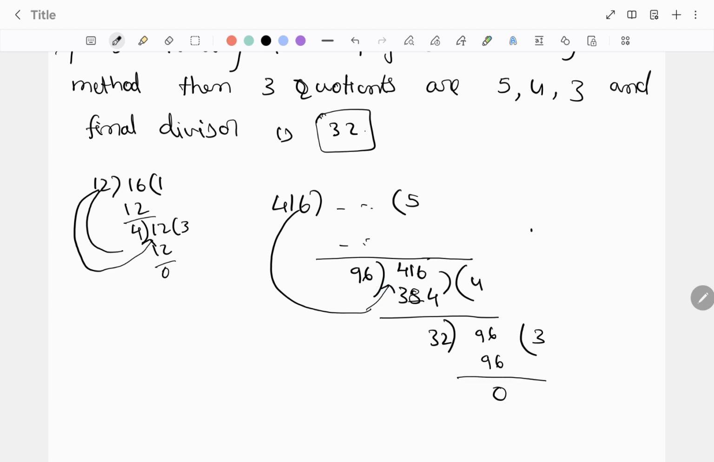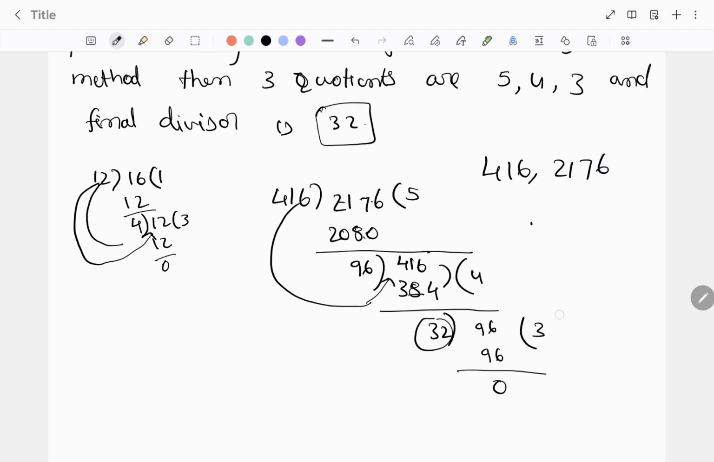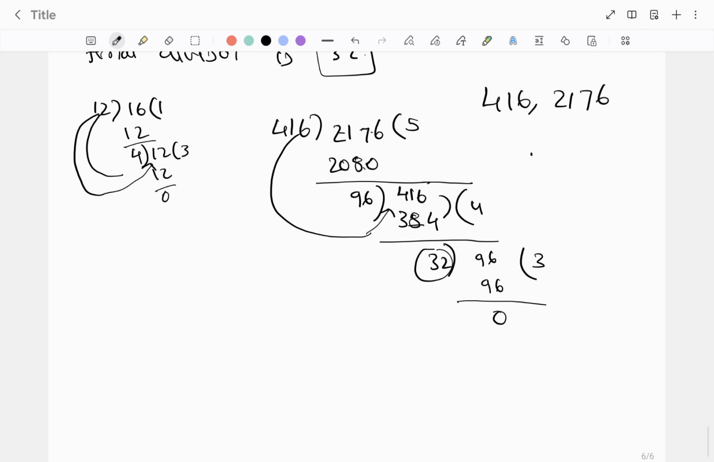Now 416 into 5. 5 sixes are 30, 5 ones are 5 and 5 fours are 20, 2080 plus 96. So the numbers are 416 and 2176, and their HCF is 32. Sorry, 2176. Their HCF is 32. Hope you understood this. Write a note.